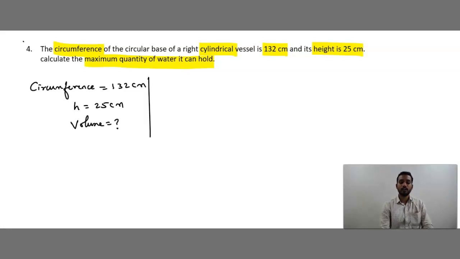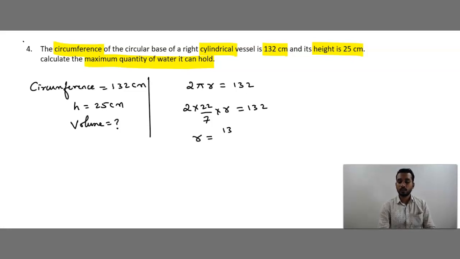We need to find volume. He has given circumference, that is 2 pi r is equals to 132, right? So 2 into pi is 22 by 7 into r is equals to 132. We keep r as it is because the unknown is r. So r is 132 into 7 divided by 2 into 22.